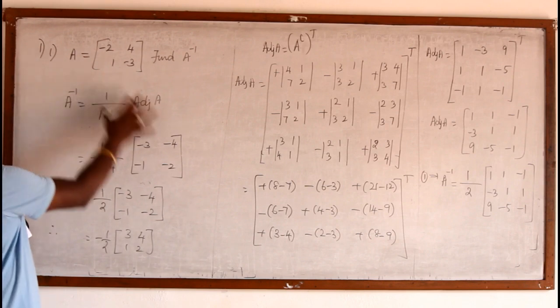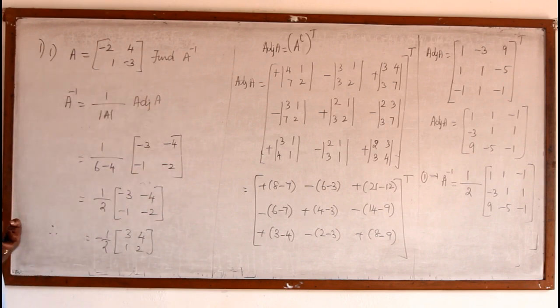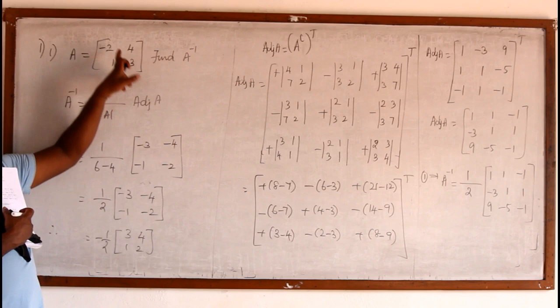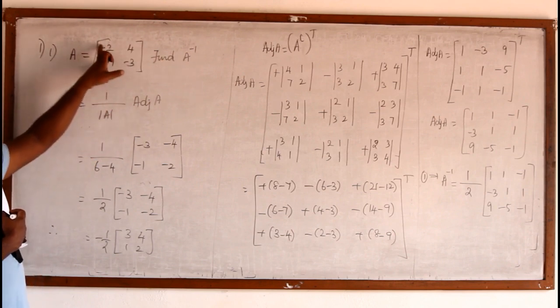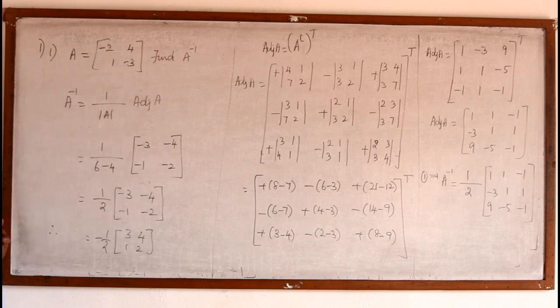So this is how. If it is a 2 by 2 matrix, it is very simple to find the adjoint. Just interchange these two numbers and change the sign for the other two. Determinant we know is 6 minus 4. So with that, now I hope you will understand what is meant by inverse of a matrix: 1 by determinant of A into adjoint of A.